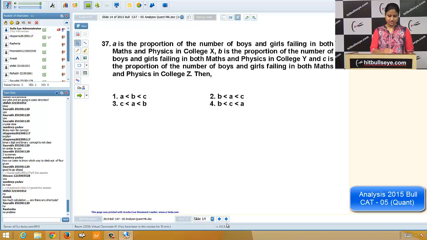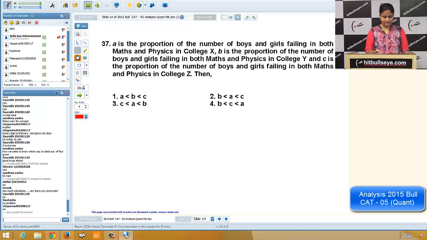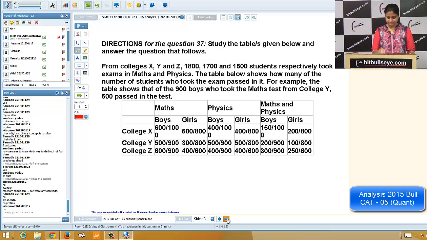Let me explain this question 37. I'm taking only one portion of this. A is the proportion of the number of boys and girls failing in both physics and maths in college X. Now coming to the data. First of all, I'm taking boys data from college X. It means 600 passed in maths, 400 passed in physics, and 150 passed in both subjects. It means 150 is counted twice.